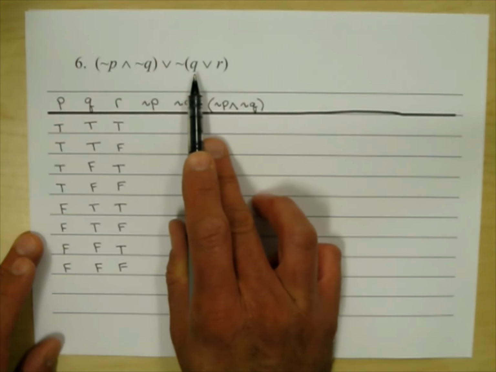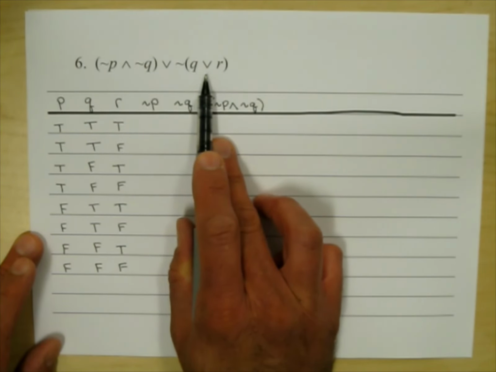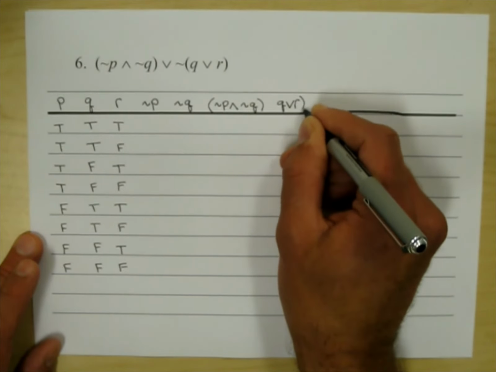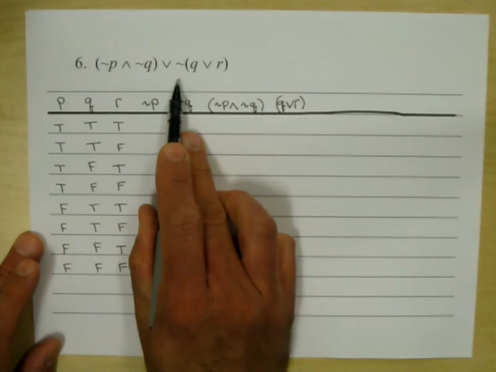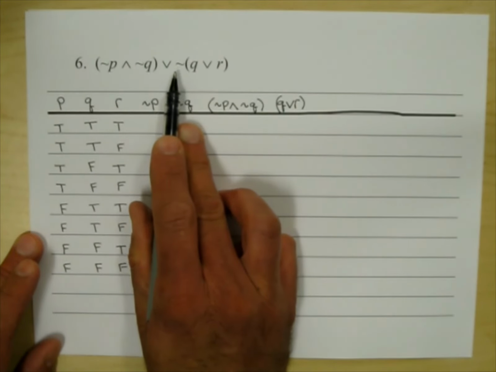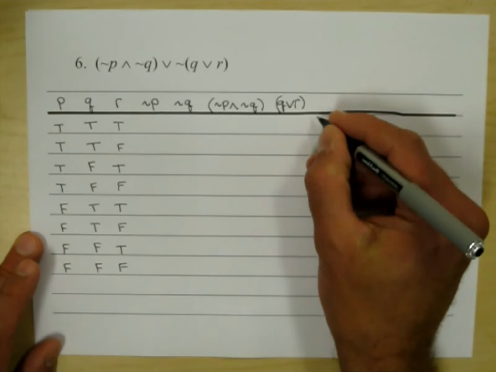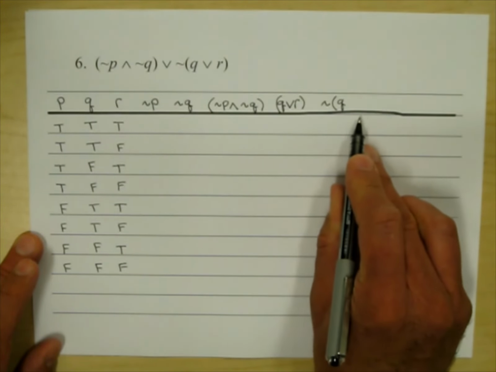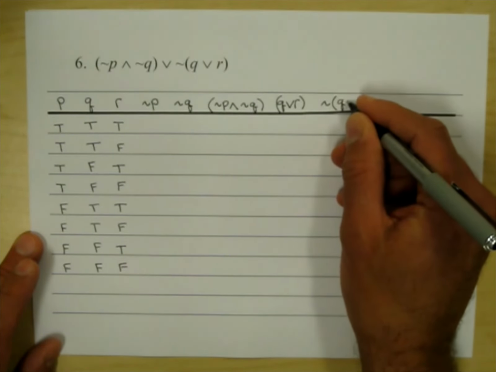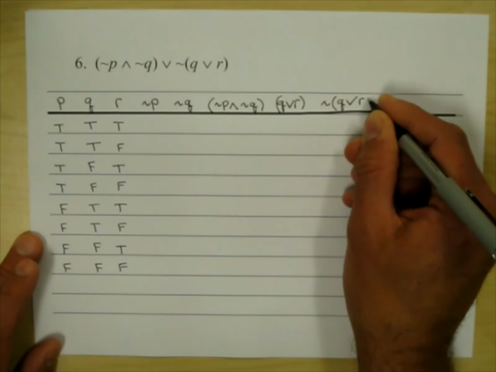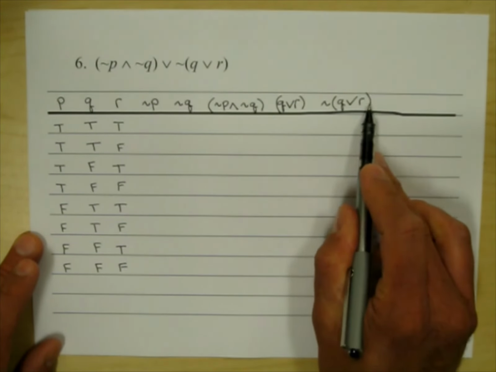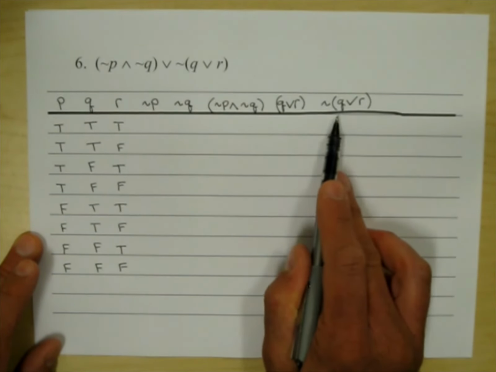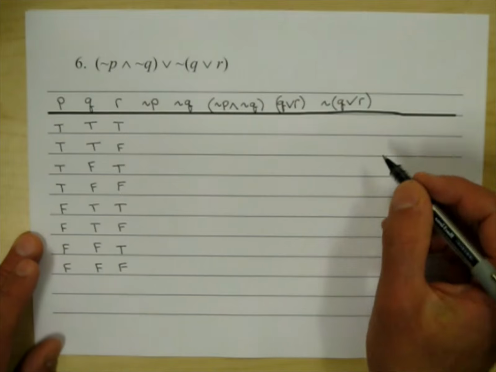Parentheses come first, so Q or R. Now I'll just put those in parentheses. And then what do we do next? Well, the negation is stronger than the or, so I'm going to negate that. Negation of Q or R. Look how high I had to go. And now I'm going to OR this guy with this guy. So I'm going to do the whole enchilada.